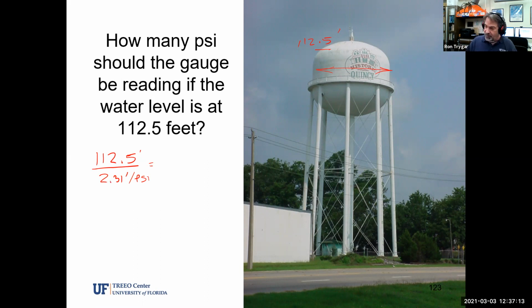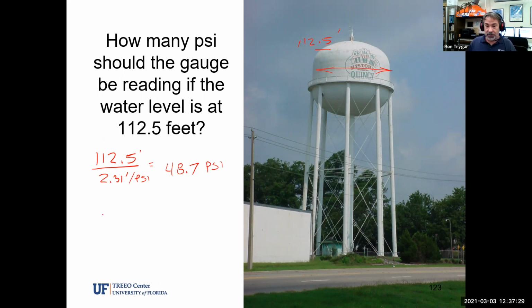112.5 divided by 2.31, and I came up with 48.7 PSI. That's how you'd use the division and the 2.31.